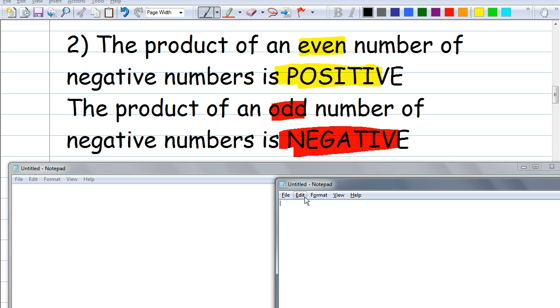So you can think about pairing them up, just like the first rule. Because negative times negative is positive, right? But positive times negative is negative, right? Okay? Nothing new. Any question? Good. Write it down. Okay.